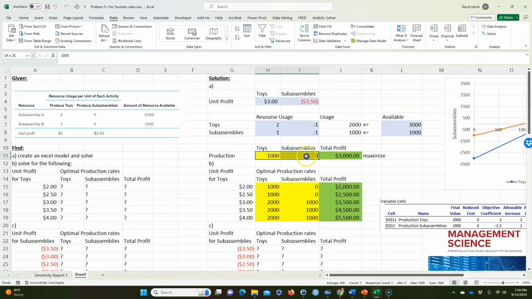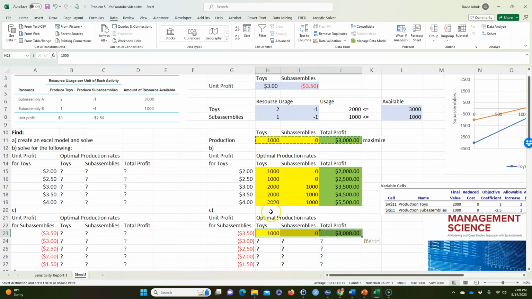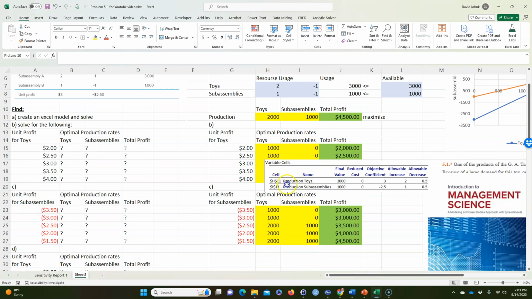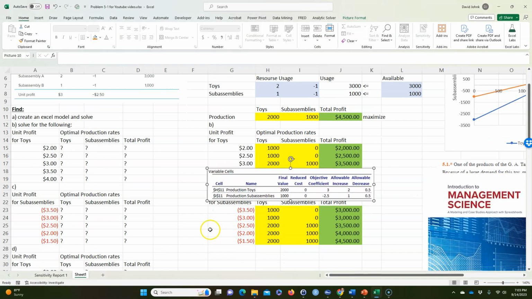Okay, and copy that. Right, and then we're going to go again. Do each one. I'm going to pause the video and finish these so we don't waste your time. Okay, so now I filled those in, and now we can look at the same sensitivity analysis.